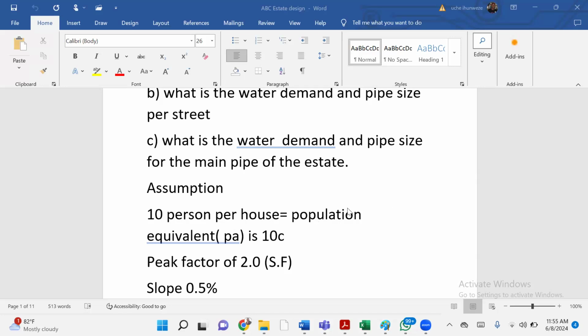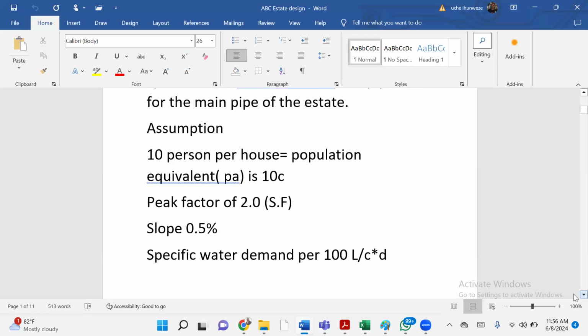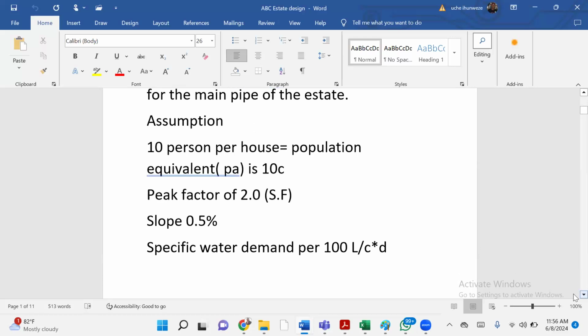So the population is 10 per house. We're using a peak factor, or safety factor, of 2, and we are assuming a slope of 0.5. We also assume the specific water demand is 100 liters per capita per day. All these things are reasonable assumptions.